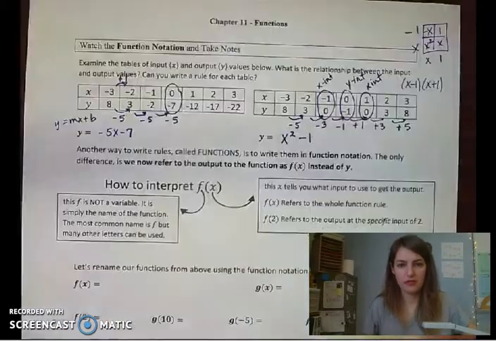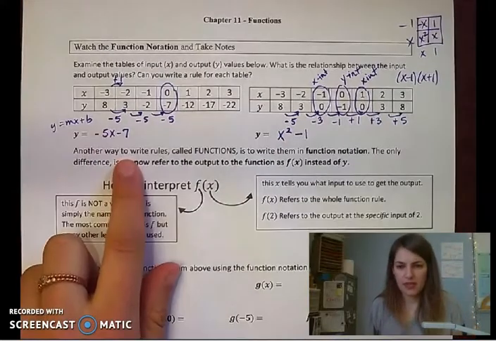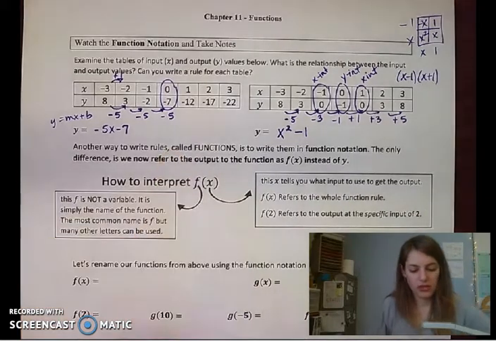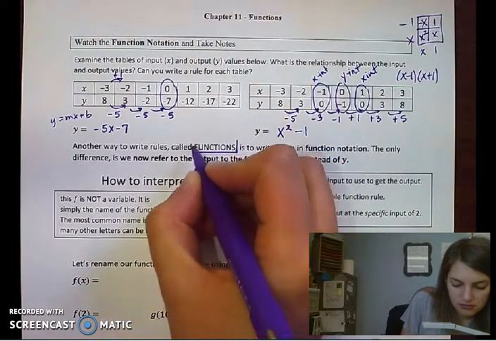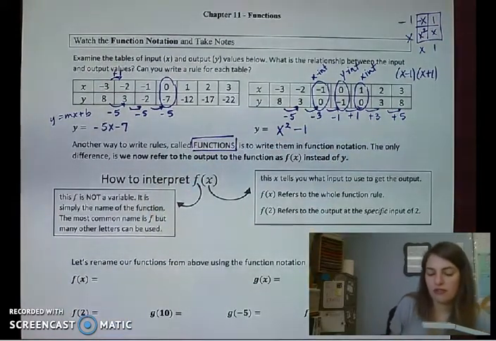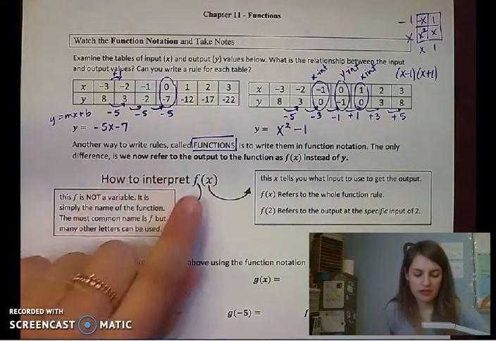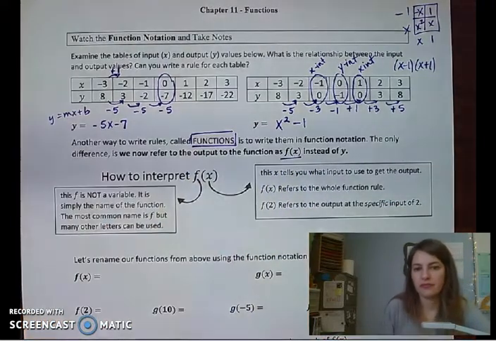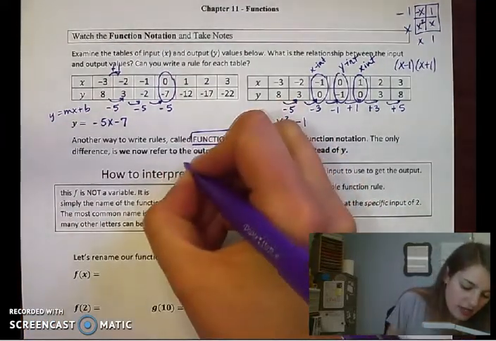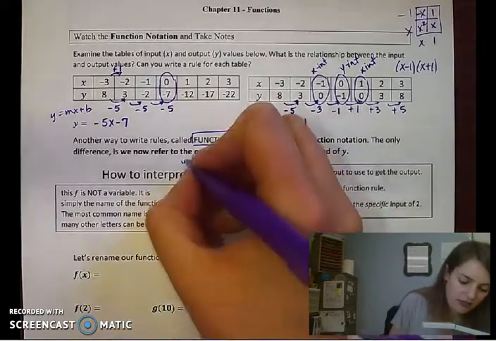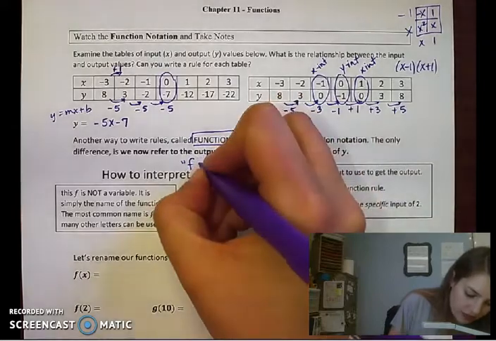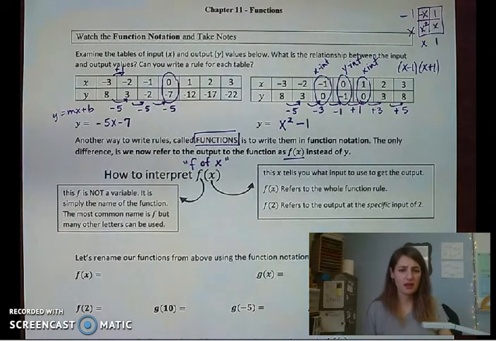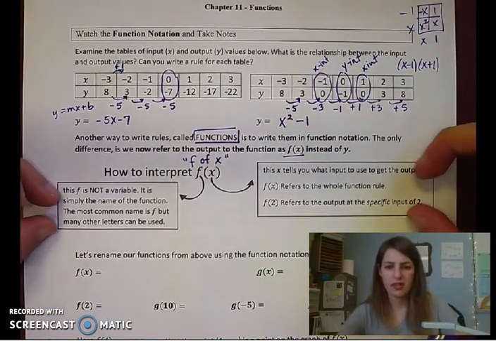So we have 2 rules. And now it's time to read through these notes together. So another way to write rules, which are called functions now, is to write them using function notation. And the only difference is now we're referring to the output as f of x instead of y. So in quotes above this notation f of x, I'm going to write f of x because that's how you read that. And a couple things that are really important about interpreting this are listed here in the box, but let's just go over them really quick.